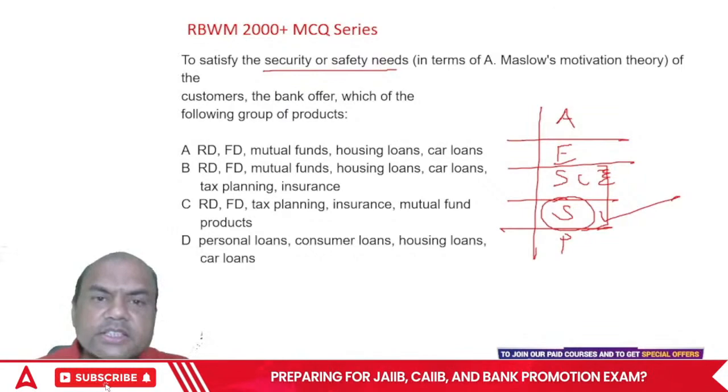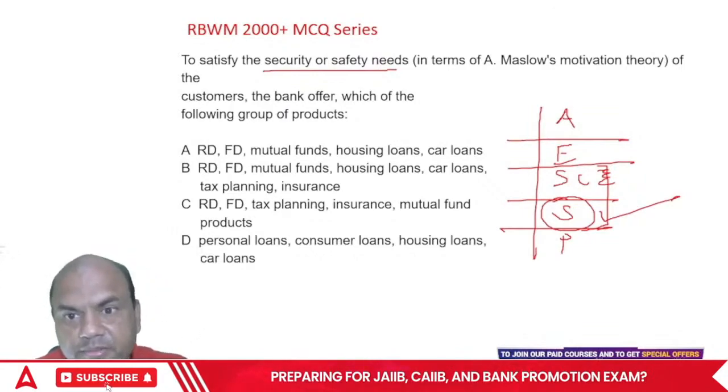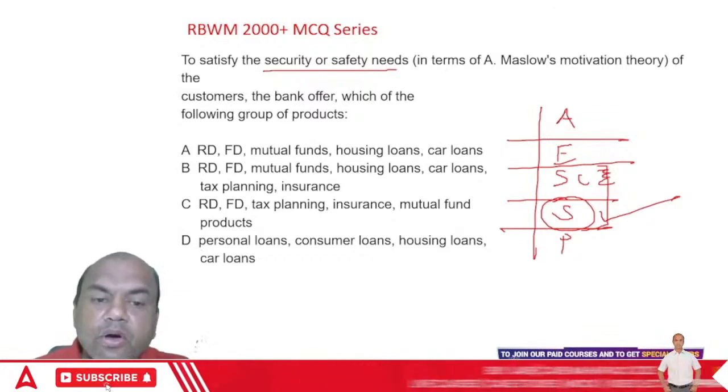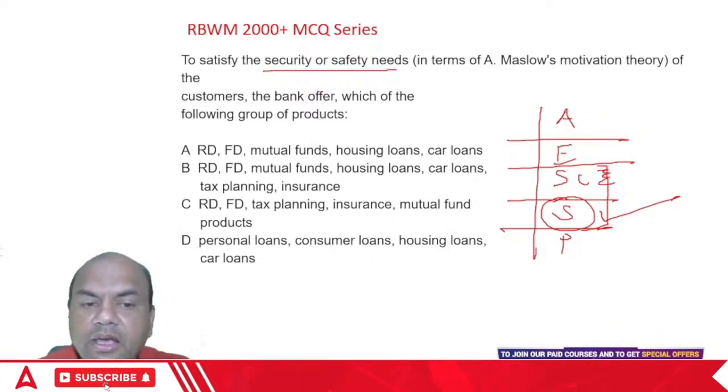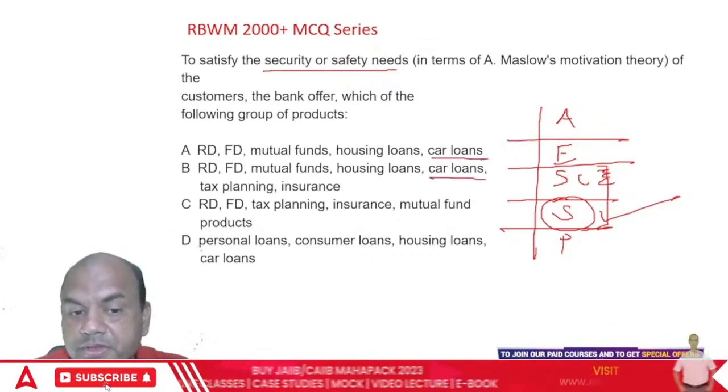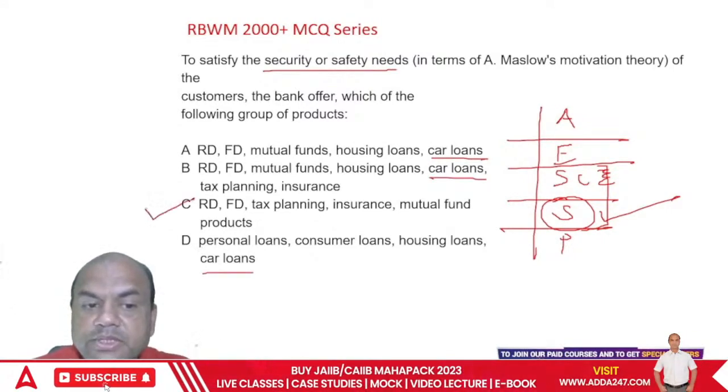For safety need, this person won't go for car basically because this person is just above this physiological level. So all the remaining three A, B, and D are having car loans. So car loan can't be the option. So that is out. So answer will be C.